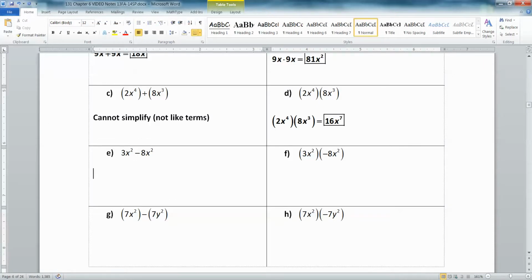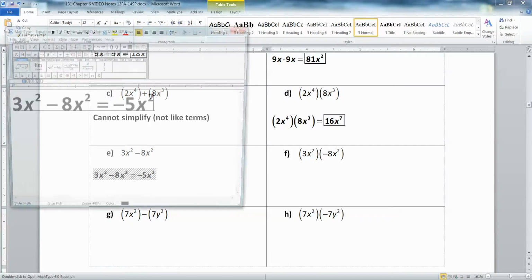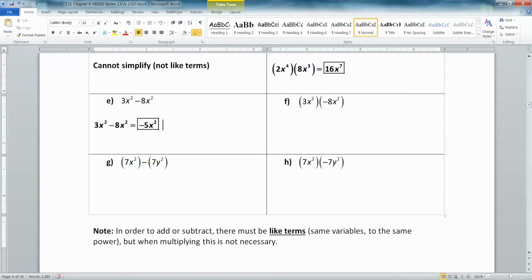All right, now what about E? Well, they're like terms again in E because you're trying to subtract them there. And that's okay because they're both plain x squared, right? So 3x squared minus 8x squared would be equal to negative 5x squared. Again, you just leave the x squared alone because adding and subtracting, you always leave the variable part alone. It's just the numbers that are getting changed.